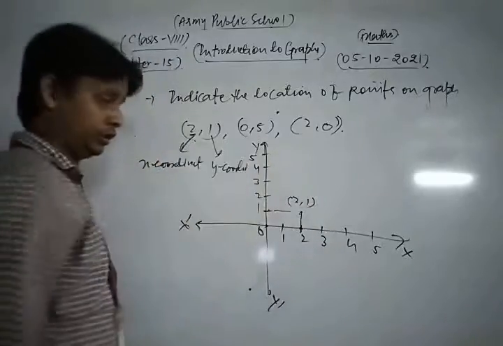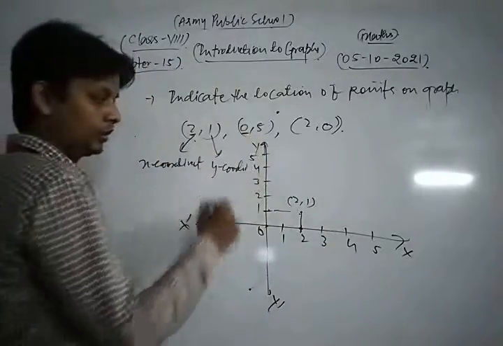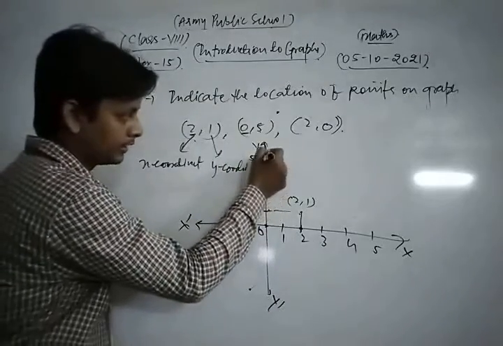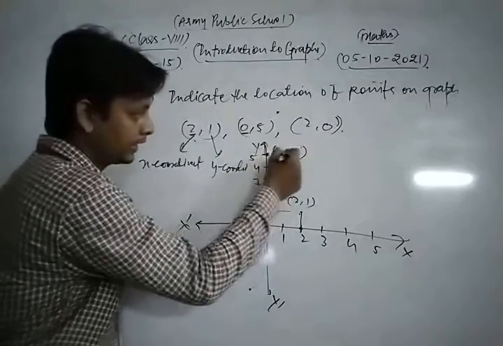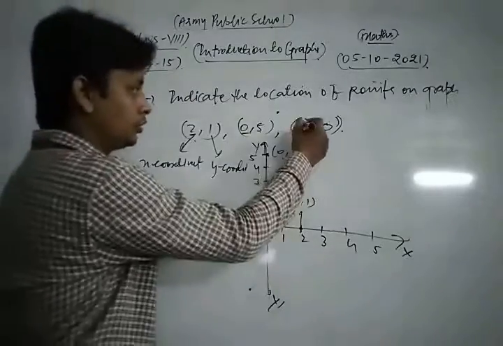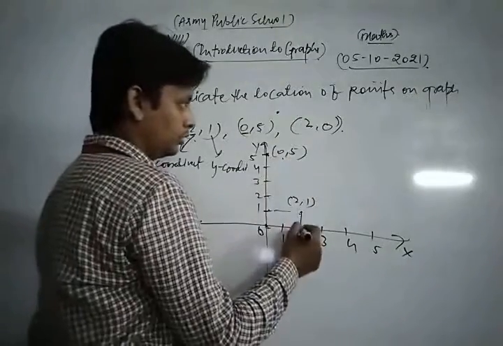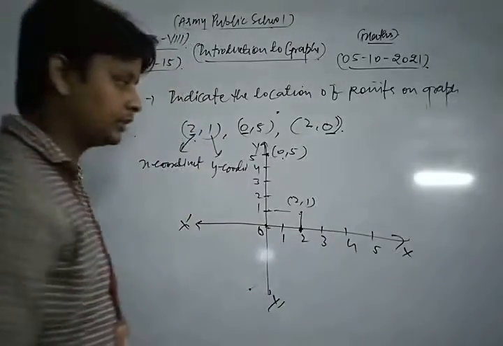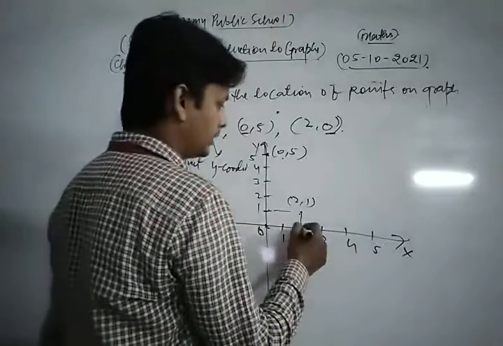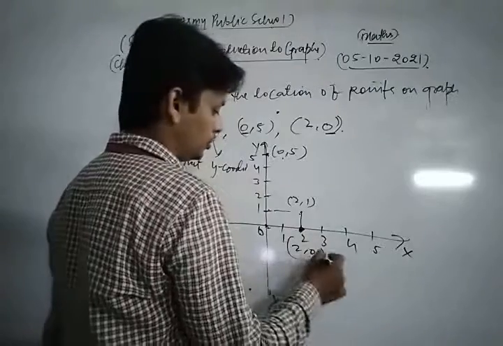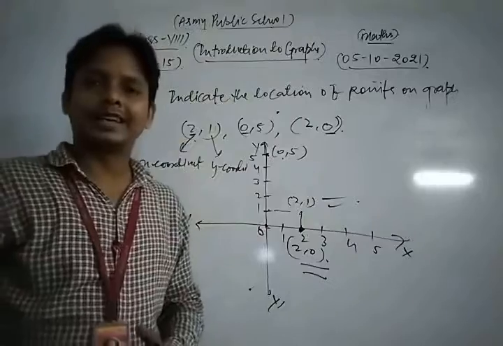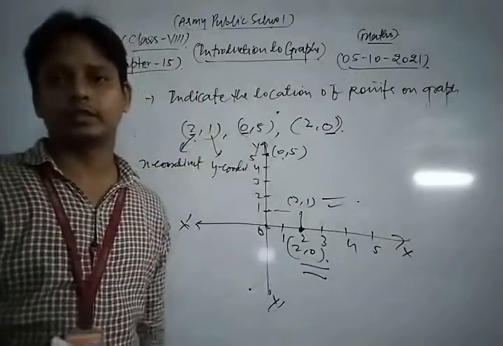Now (0, 5): the x coordinate is 0, at the origin, and this is plus 5. So go up here. This is the point (0, 5). And (2, 0) means the abscissa is 2 and the ordinate is 0. The y coordinate is 0. So here this is the location of point (2, 0). In this way you can plot these types of points on graph paper.